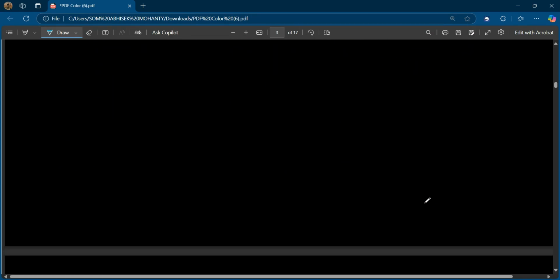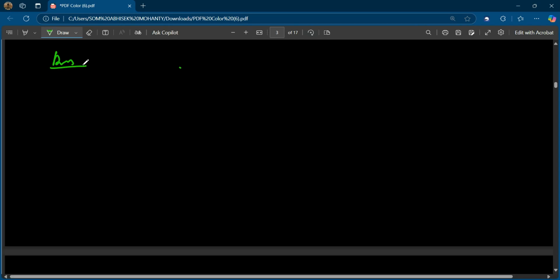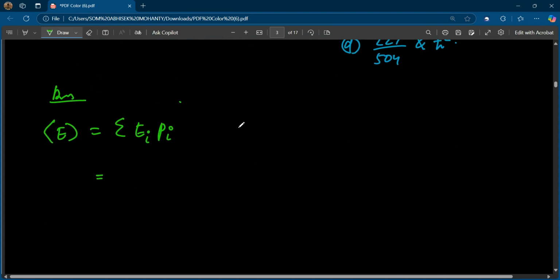Okay, so let's solve this question. Energy of the given state: the expectation value is the summation of probability times energy. First we have root of 2 by 7. If I take the square, it will be 2 by 7, and this is the probability, right? So probability into energy.